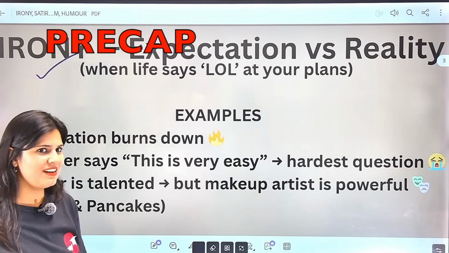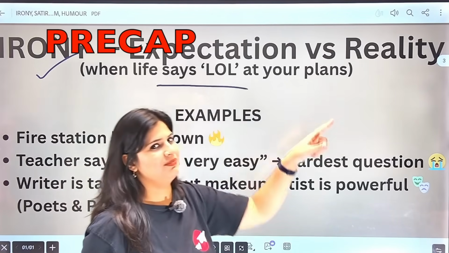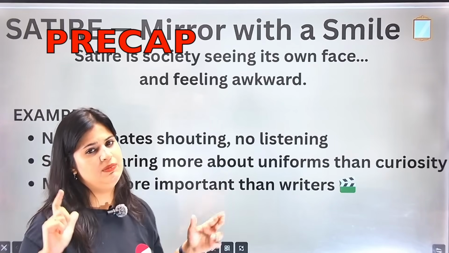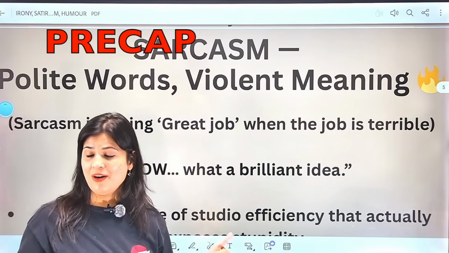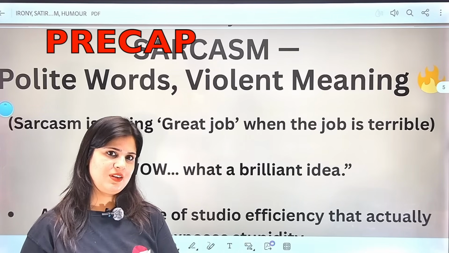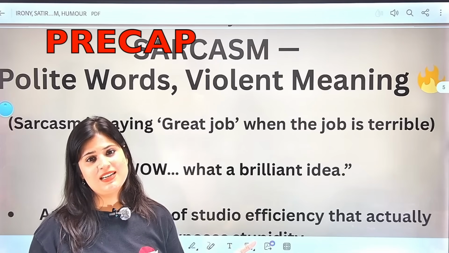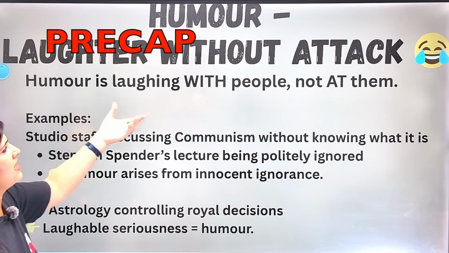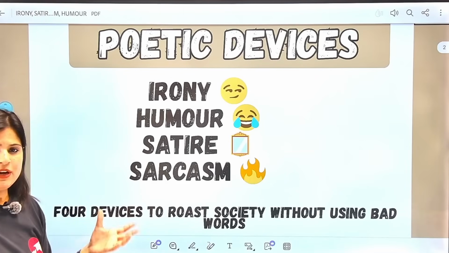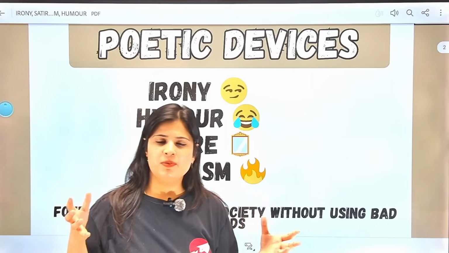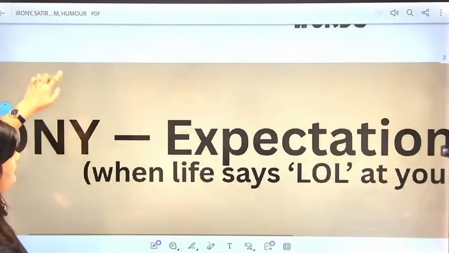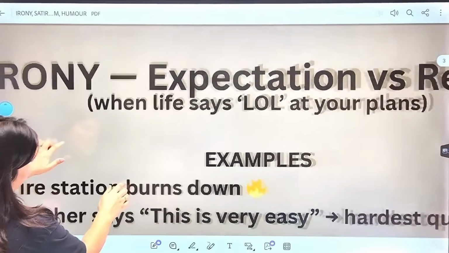So basically irony is when life says lol at your plans. So एक वो positive चीज होती है which is not there in sarcasm. Sarcasm is, oh wow, what a brilliant idea, genuinely. But oh wow, what a brilliant idea, sarcastic. So humor is laughing with people, not at them. We are going to study the detailed poetic devices, and we will start with the very first one that is there, and that is irony.